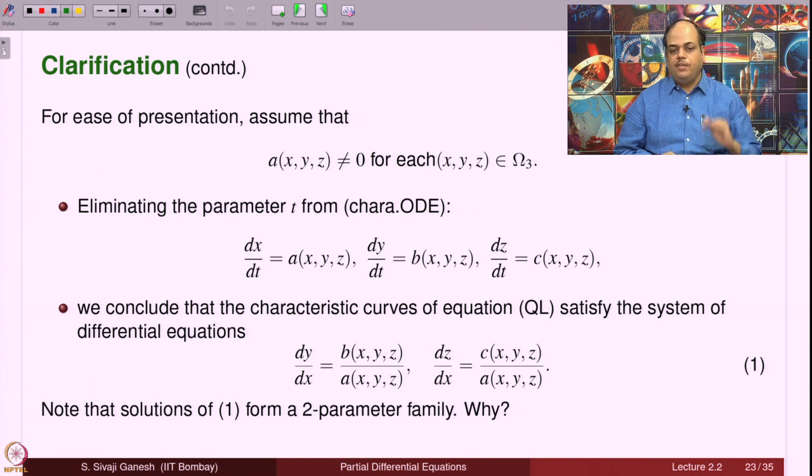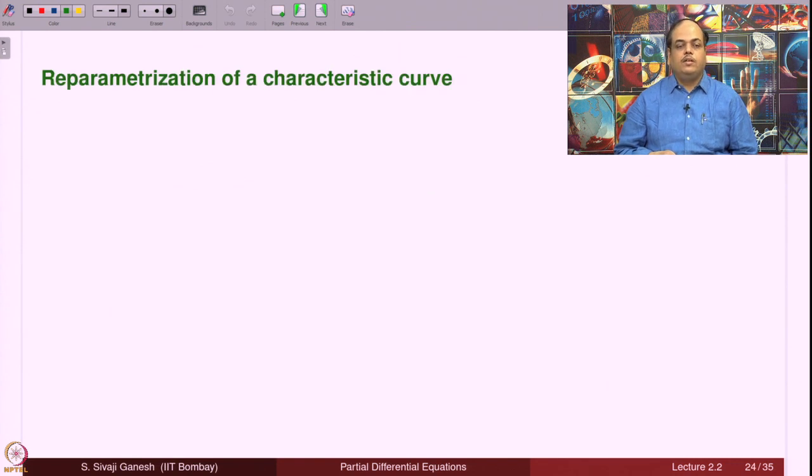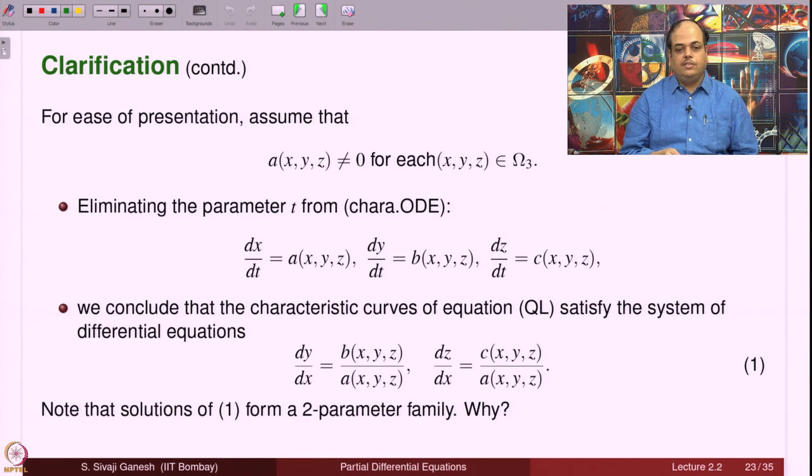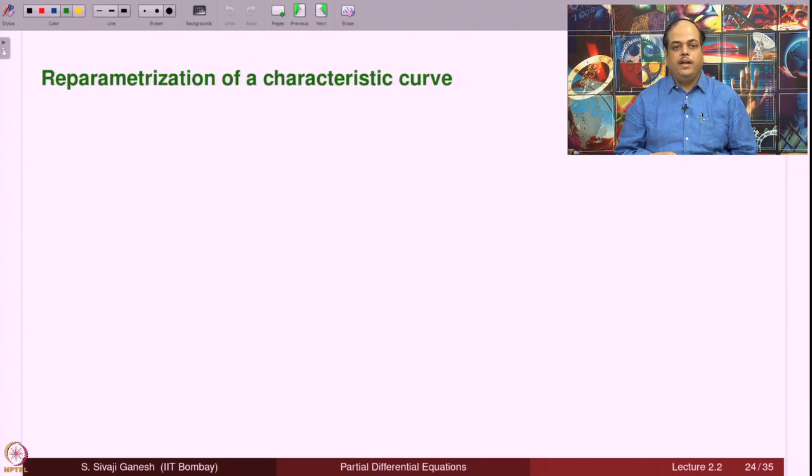Justification is exactly the same that we gave for the system of characteristic ODE, a system of 3 equations, a 3 parameter family. Similar explanation gives you that it is a 2 parameter family. Now, you see here the t has vanished in this, there is no t in this. Okay, reparameterization of a characteristic curve.